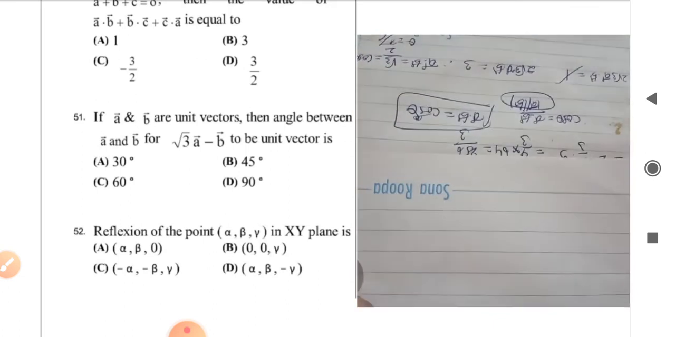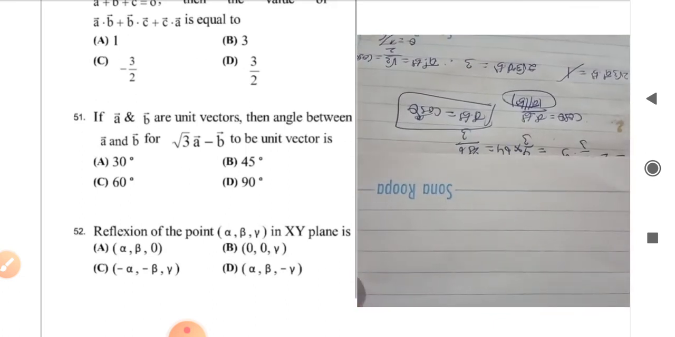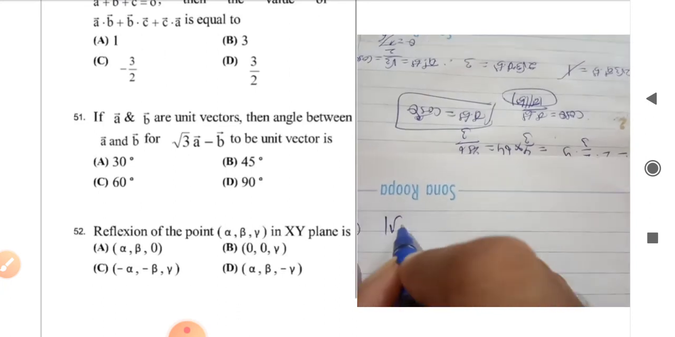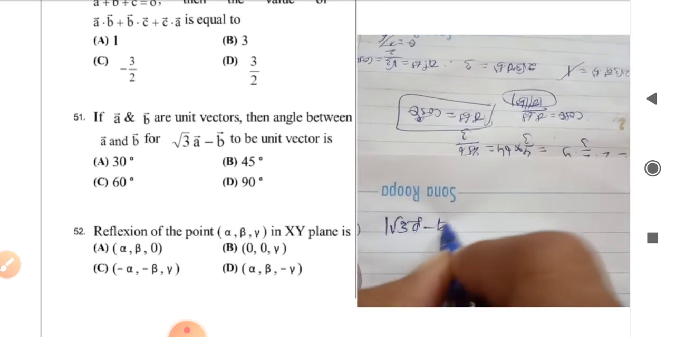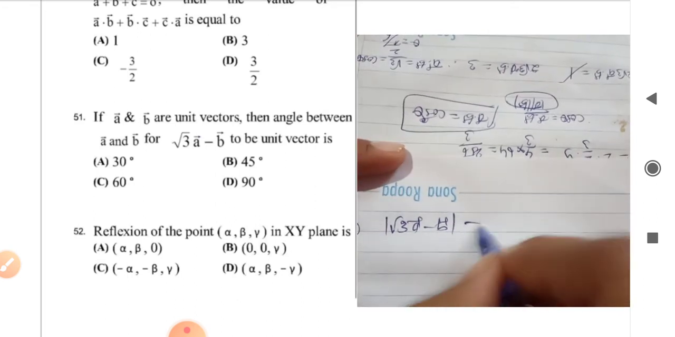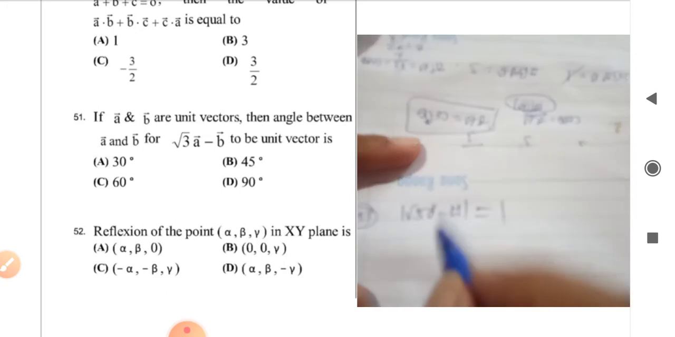A and B are unit vectors, then find the angle between A and B for this. Remember my dear students, they are talking about the 51st problem: root 3 times vector A minus vector B has to be a unit vector, correct. Now they are saying the modulus of this is equal to 1. Simply square on both sides.